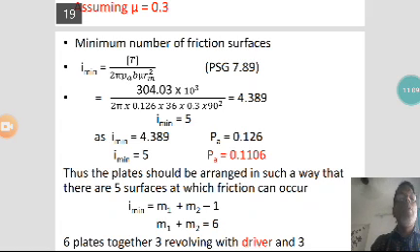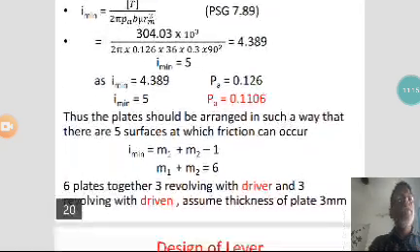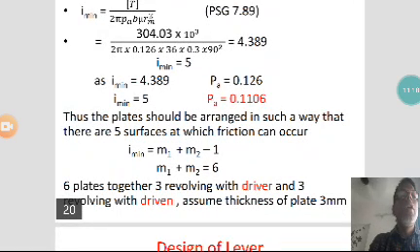So I minimum will become 5. Now when we are taking I minimum 5, definitely the allowable pressure will change. So you have to find that out, and in further calculation you have to take the new allowable pressure. That's why here it is written I minimum is equal to 4.389. That means for I minimum 4.389, the allowable pressure is 0.126. Then if you are taking I minimum 5, what is the allowable pressure?